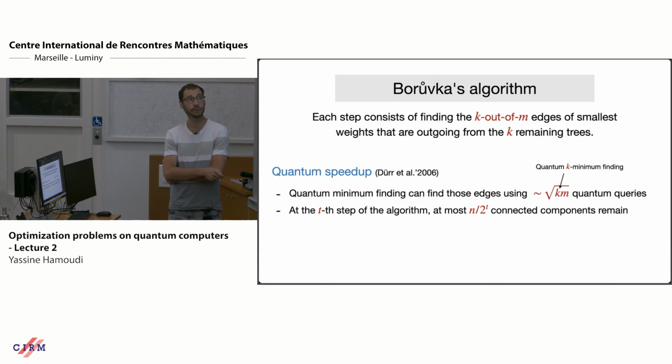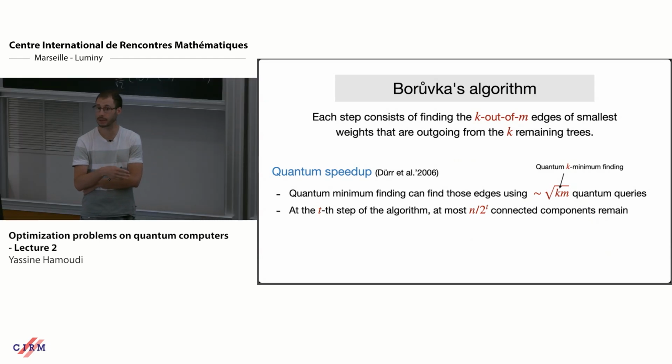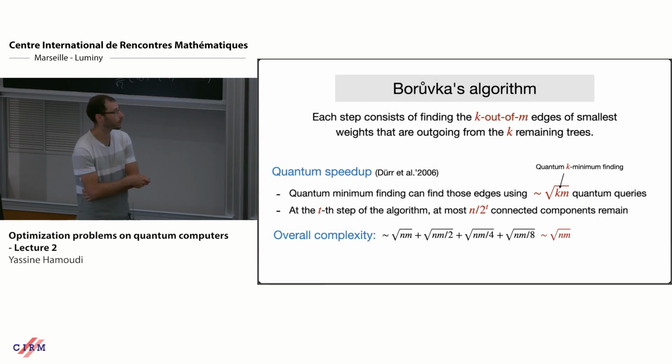And the mathematical proof for the running time uses the fact that after t steps, the number of connected components has decreased at least exponentially in t. So again, the algorithm requires logarithmically many steps. It converges very quickly to a spanning tree. So that is the overall complexity. First step is finding at most n edges, so you can do it in root nm. Then finding at most n by 2 edges, so root nm by 2, etc. So overall, the complexity is root nm.